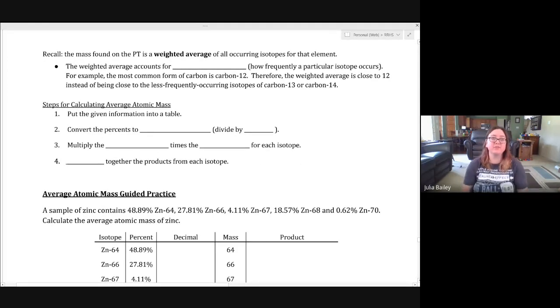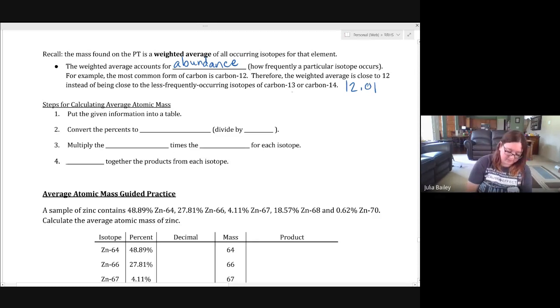So let's look at the next page. Recall the mass found on the periodic table is a weighted average of all the occurring isotopes for that element. That weighted average accounts for abundance, how frequently a particular isotope occurs. For example, the most common form of carbon is carbon 12. Therefore, the weighted average is close to 12 instead of being close to the less frequently occurring isotopes, carbon 13 or carbon 14. If you look at a periodic table, the weighted average of carbon is 12.01.